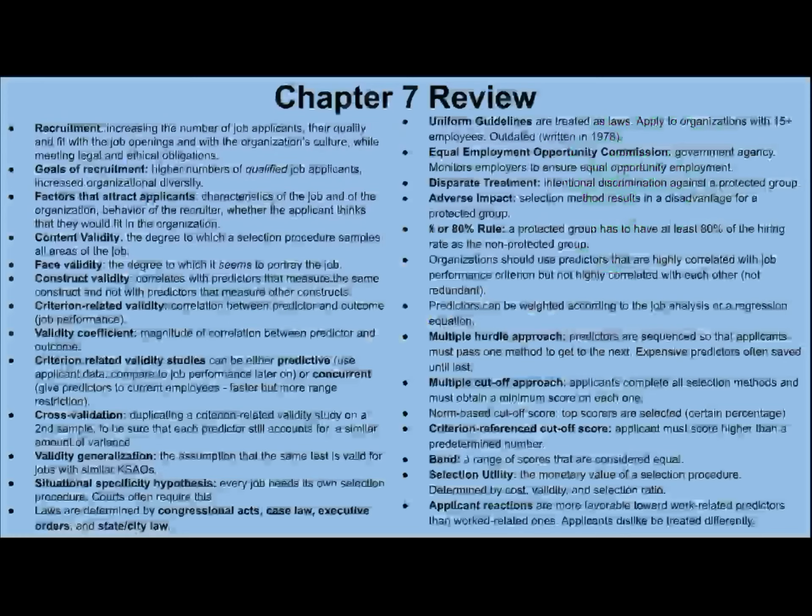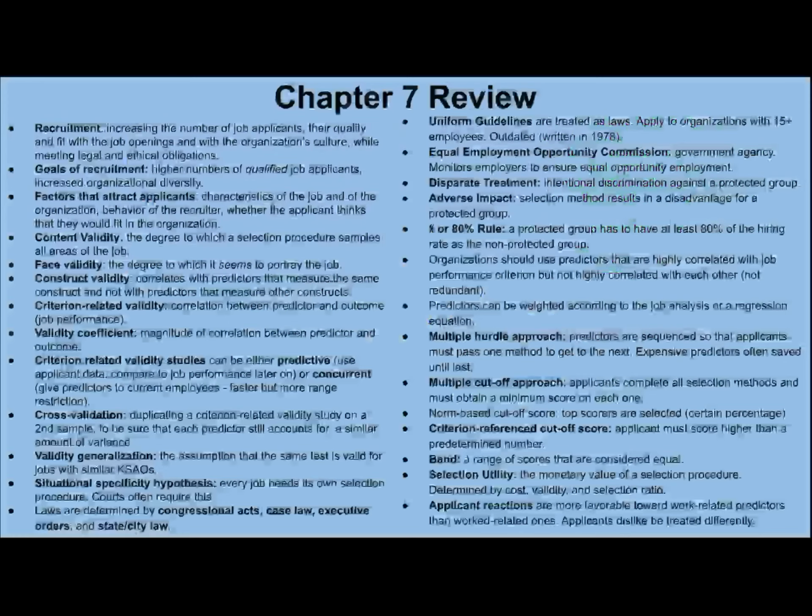The multiple cutoff approach has applicants complete all selection methods, and they must obtain a minimum score on each one. These minimum scores can be determined by a norm-based cutoff score, where only the top scores are selected, a certain percentage, or a criterion referenced cutoff score, where the applicant must score higher than a predetermined number. A band is a range of scores that are considered equal, they're scores that are very close to each other, considered to be the same.